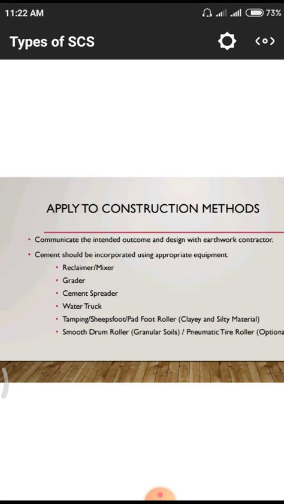First one, the equipment: reclaimer, mixer, grader, cement spreader, water truck, tamping roller, and smooth drum roller. First we have to go for the mixing condition. The total soil and cement we need to mix, and then we have to grade. That means the total material we have to grade in layers, layer by layer, we have to grade that material.